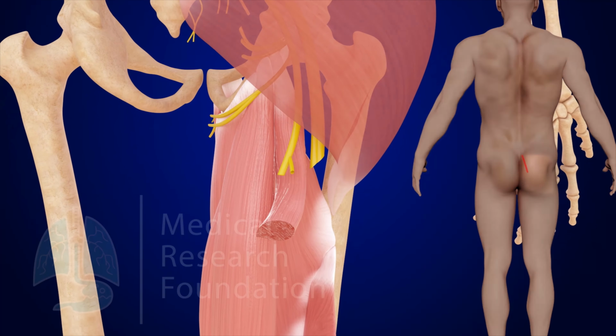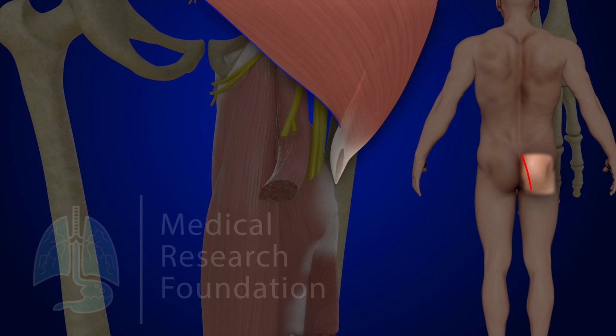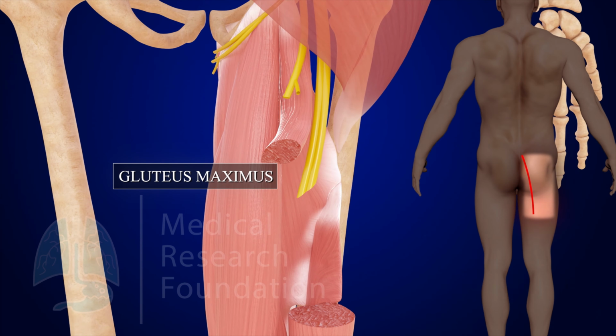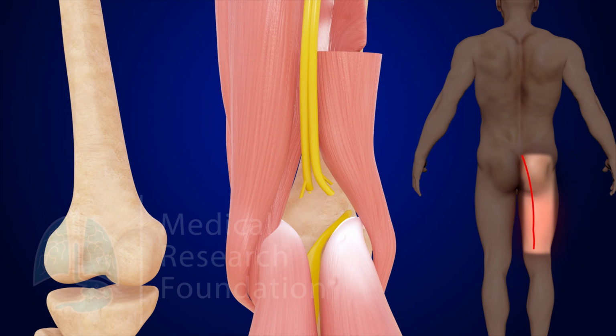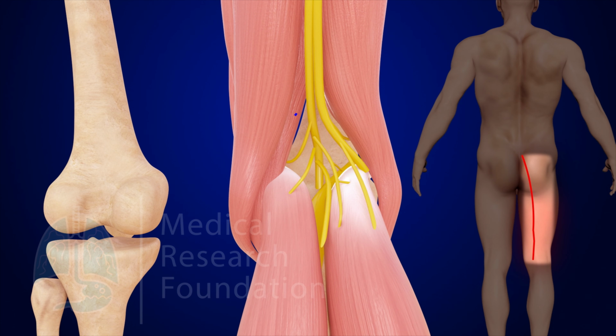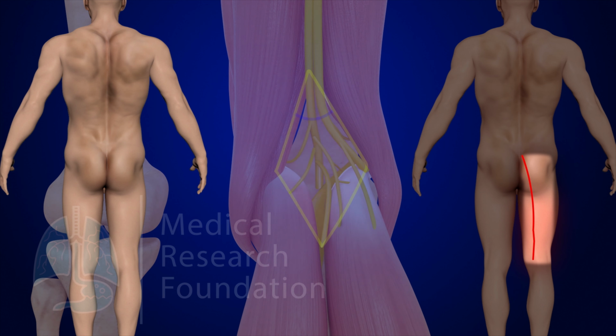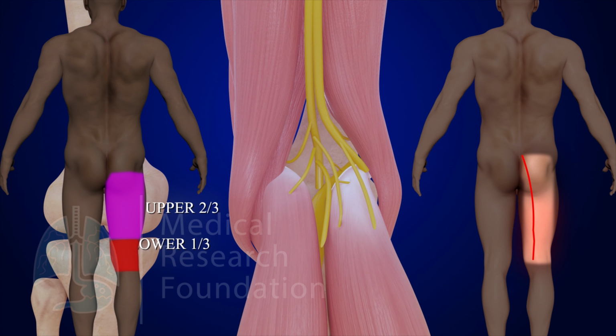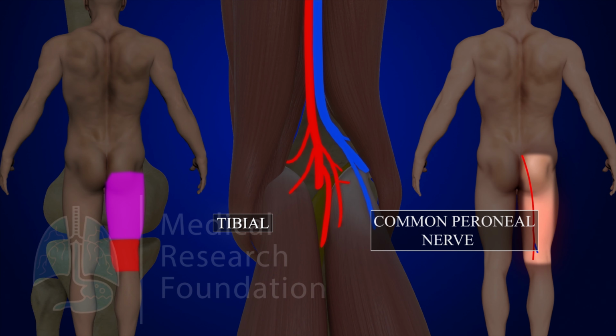It enters the back of thigh at the lower border of the gluteus maximus and runs vertically downward. It divides just above or at the superior angle of the popliteal fossa, approximately at the junction of upper 2/3 and lower 1/3 of the back of thigh, into two terminal branches, that is, tibial and common peroneal nerves.